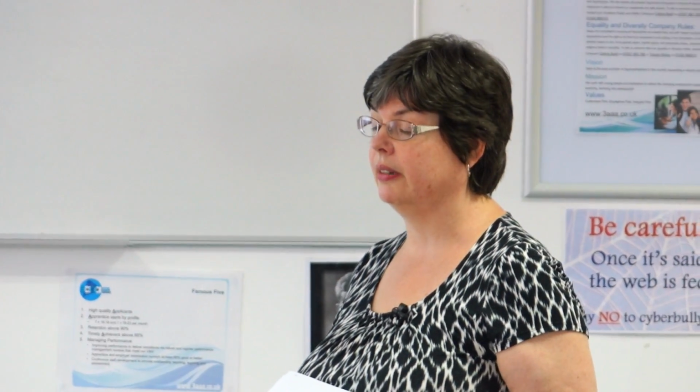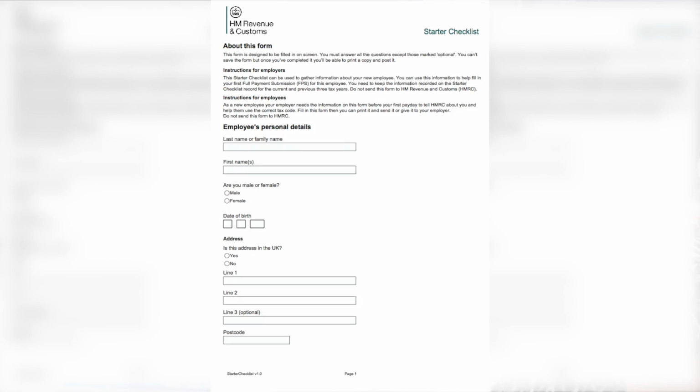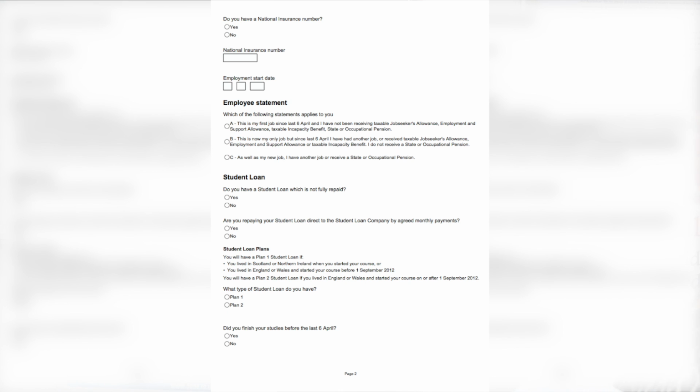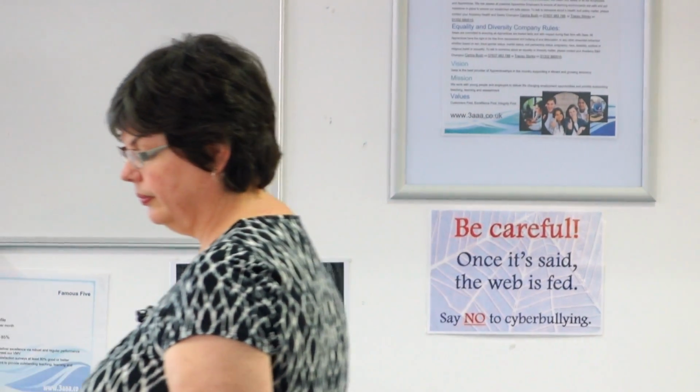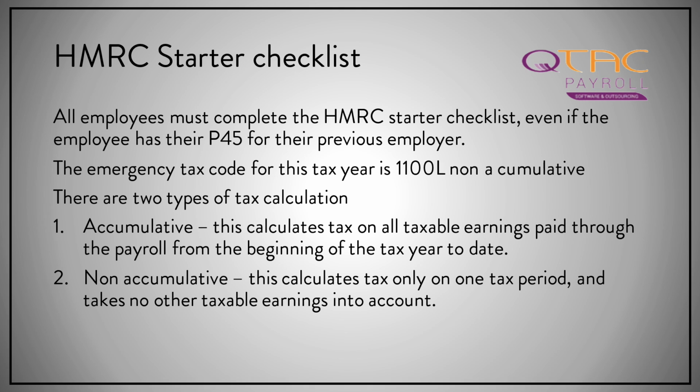impact on the employee. There are 3 statements on the starter checklist, and your employee would normally tick the statement that applies to them. If they don't tick any of those statements, well, then they would be on 0T non-accumulative tax code. So the emergency tax code for this year is 1100L non-accumulative.